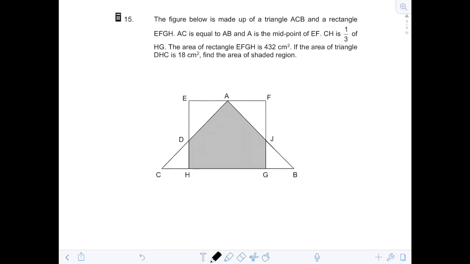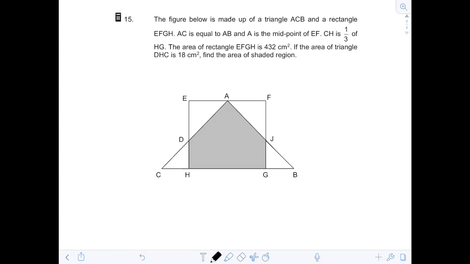Question 15. The figure below is made out of triangle ACB and rectangle EFGH. AC is equal to AB and A is the midpoint of EF. CH is 1/3 of HG and the area of the rectangle EFGH is 432. If the area of the triangle DHC is 18 square cm, find the area of the shaded region.